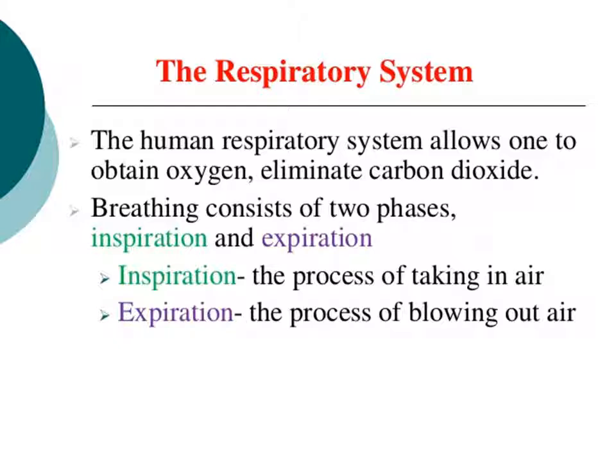The respiratory system. The human respiratory system allows one to obtain oxygen and eliminate carbon dioxide. Breathing consists of two phases: first is inspiration and second is expiration. Inspiration is the process of taking in air. Expiration is the process of blowing out air.